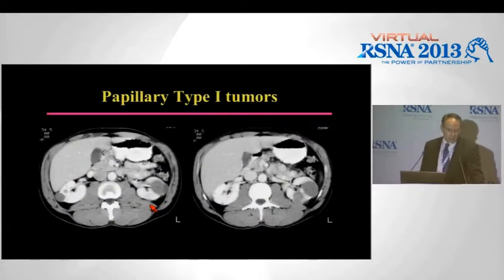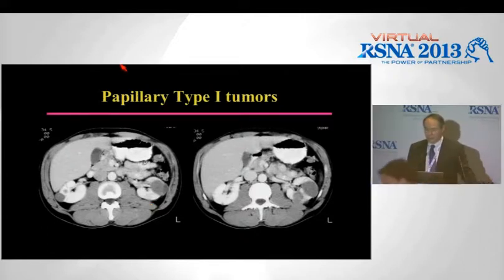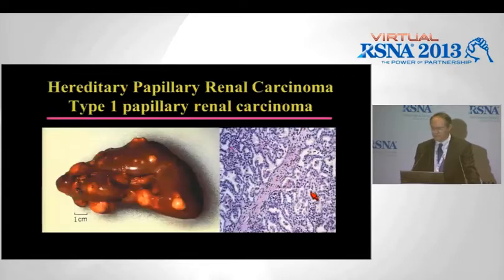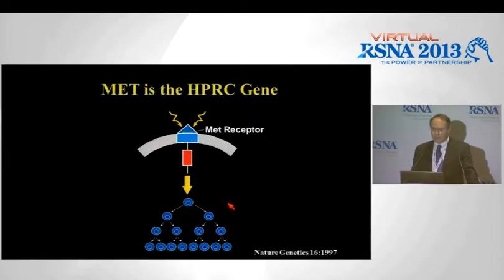So the next kind of cancer that I want to talk about is papillary type 1 cancer, which, as you may know, has a very poorly perfused phenotype on CT. So they're clearly tumors, but they're not very enhancing, unlike VHL. Also, they're not cystic. And when you look at them, they have a papillary phenotype. They tend to have these small nodules.